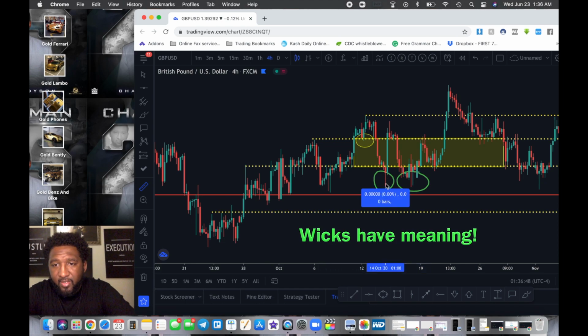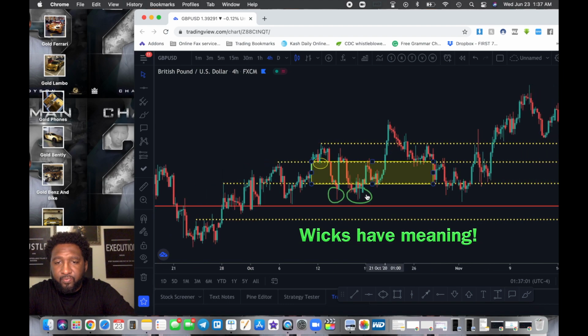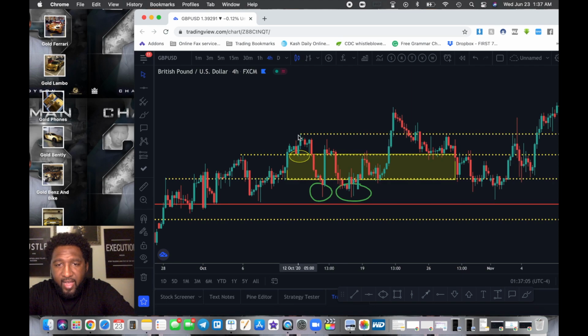So from the time this wick got thrown, 2 days later, the market came right back to that same area. Right back to that same area. Wicks matter. It means something. Don't ignore it. Okay? And then the market goes up. All right? Still hasn't broken the previous high that we were just at. Okay? Still hasn't broken the previous high.